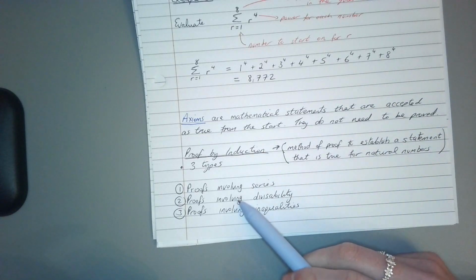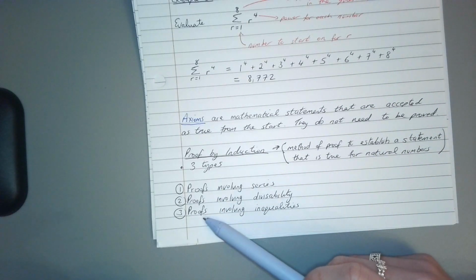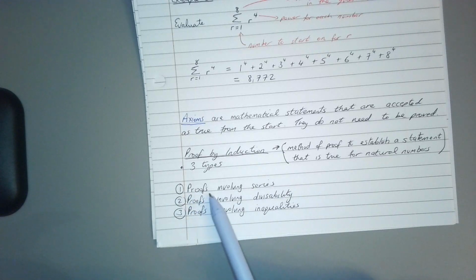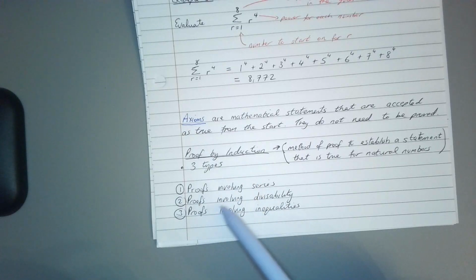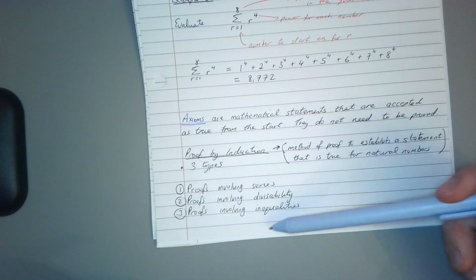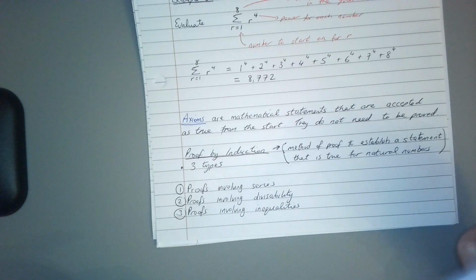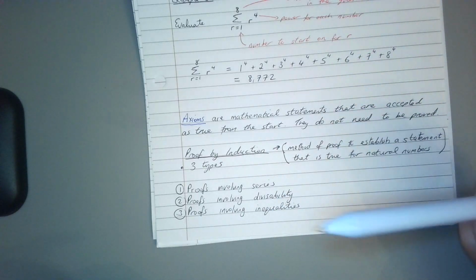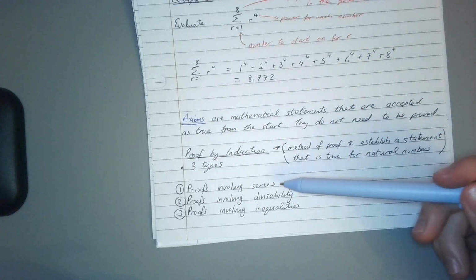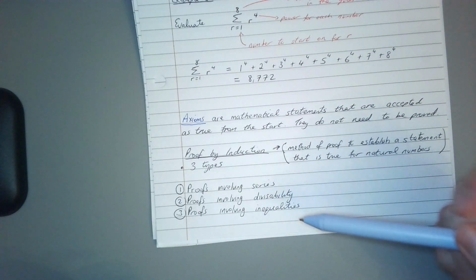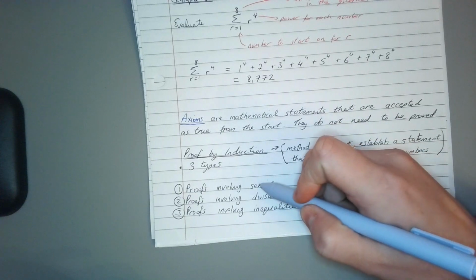Okay, so we have 3 types of proofs that we'll go through. The first one is proofs involving series, the second is proofs involving divisibility, and the third is proofs involving inequalities. They'll only ask one of them, not more than one, but we have to know every single one of those. It's a lovely question to get. If you have it, you're guaranteed 50 marks, depending on what the rest of the question is and what they want. So it'd definitely be a nice one to have.